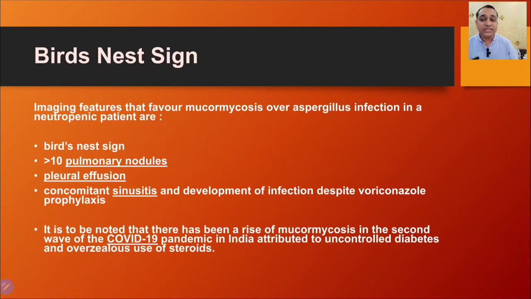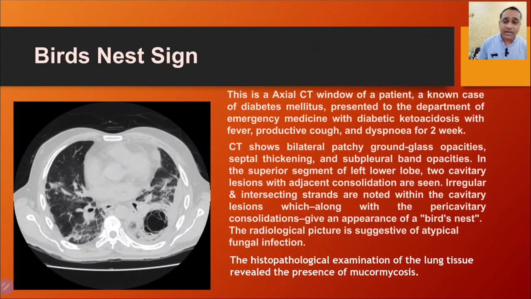So what are the few imaging features which favor mucormycosis over aspergillus? It is very important. When the bird nest sign is present on the CT scan, there are more than 10 pulmonary nodules present radiologically, presence of pleural effusion and concomitant sinusitis, and development of the infection despite voriconazole prophylaxis. As you all know, in the COVID-19 pandemic, there was a rise in the cases of mucormycosis in the second wave of COVID-19 because of uncontrolled diabetes as well as the overuse of corticosteroids. Let us discuss a very important example.